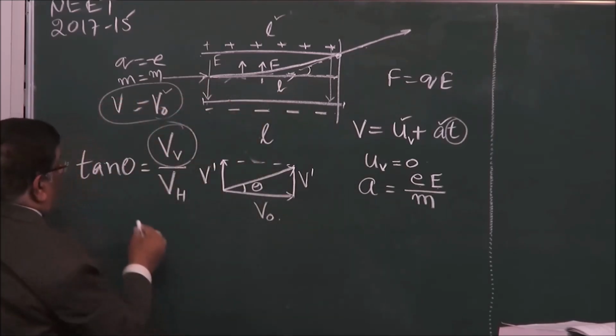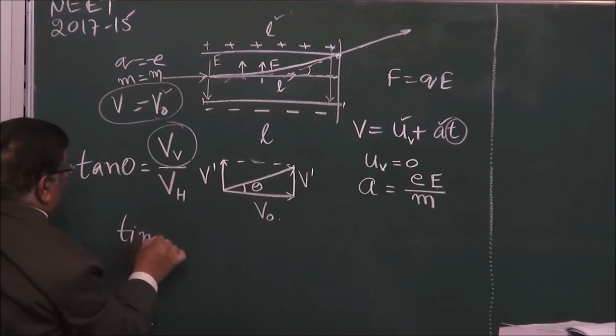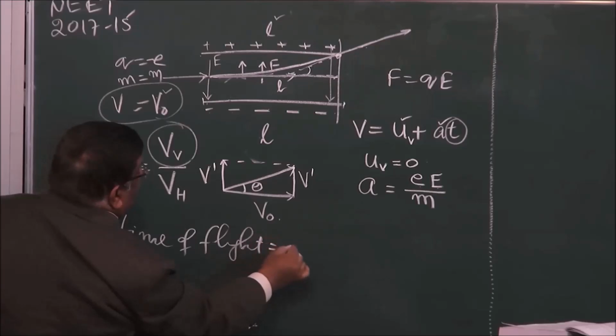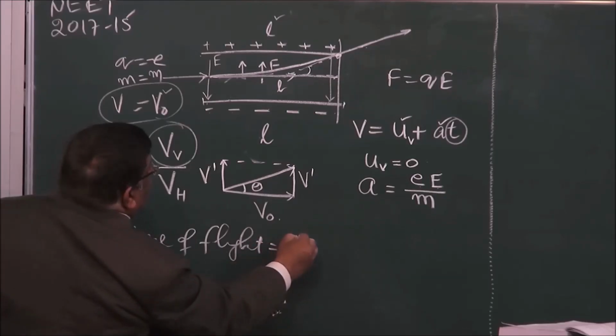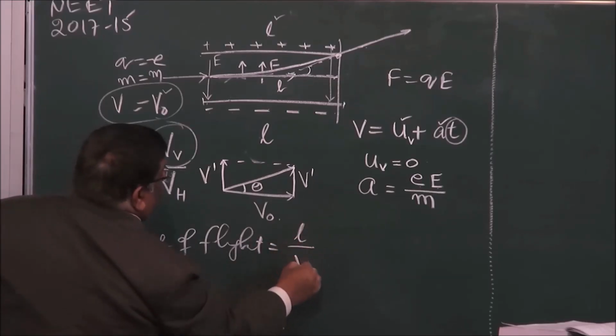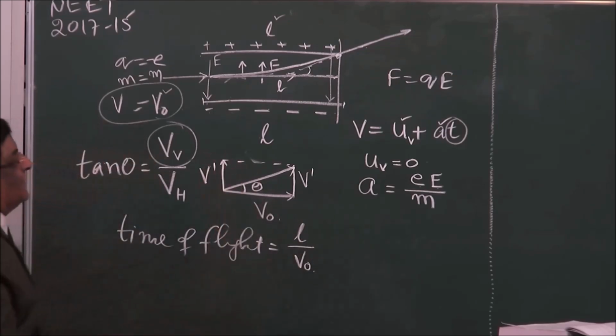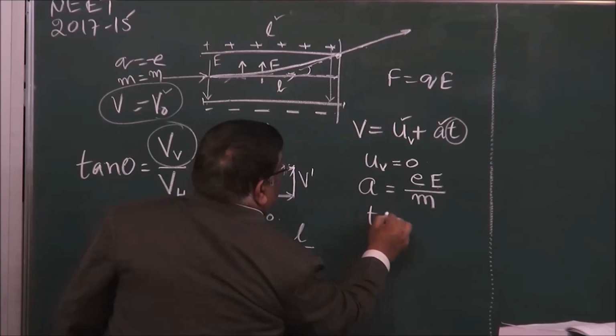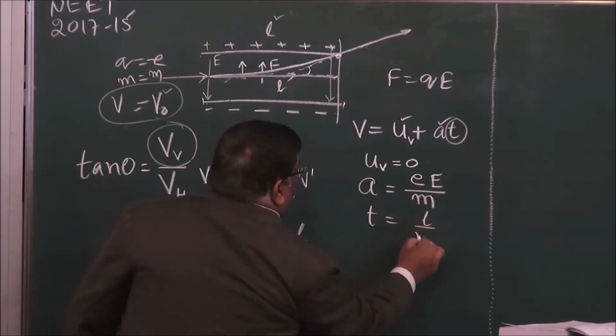So what is the time? Time of flight is equal to distance L upon velocity v naught. This is the time. So t is equal to L upon v naught.